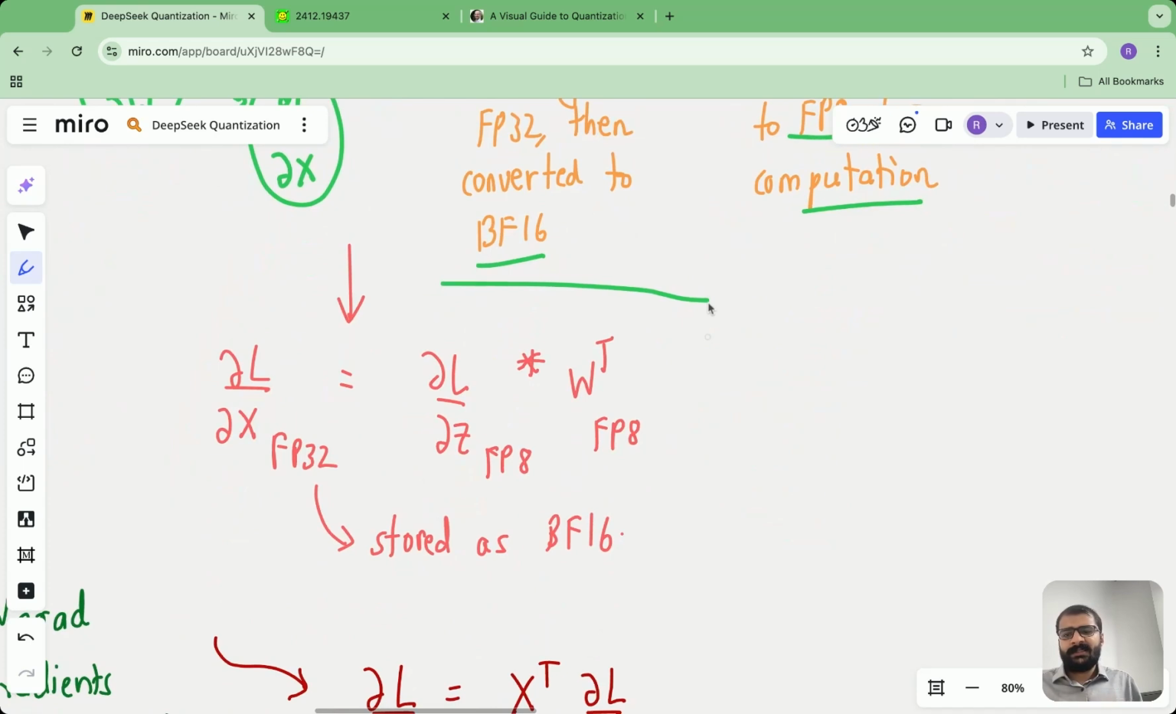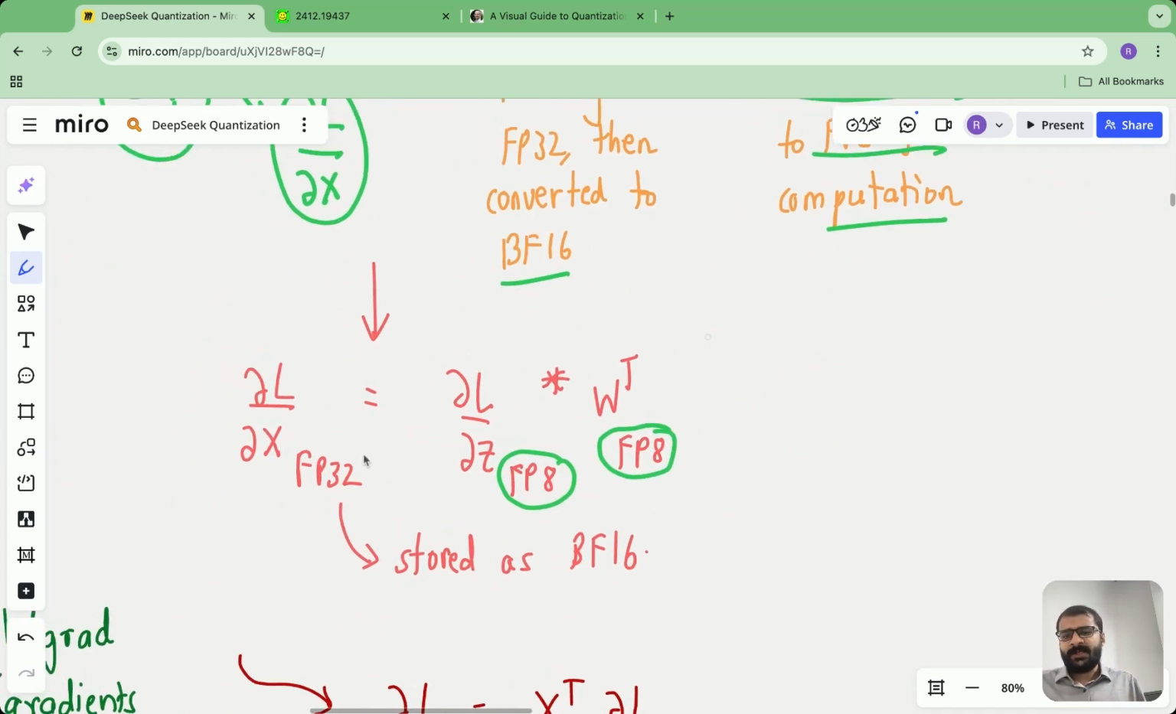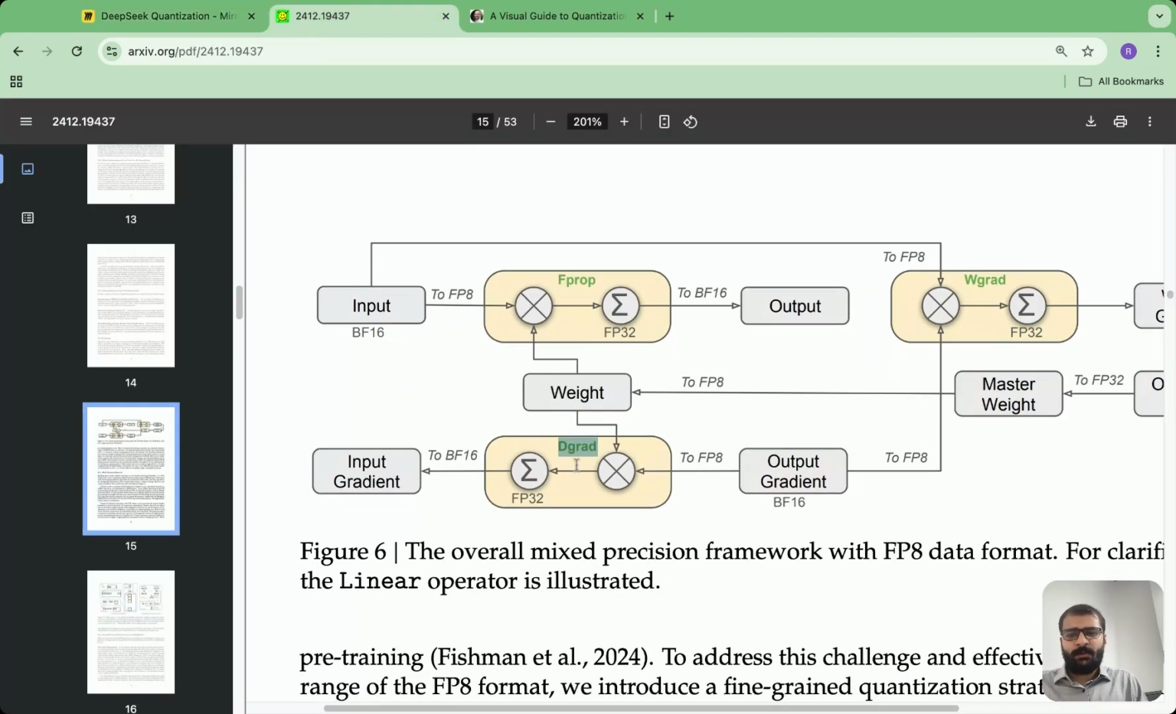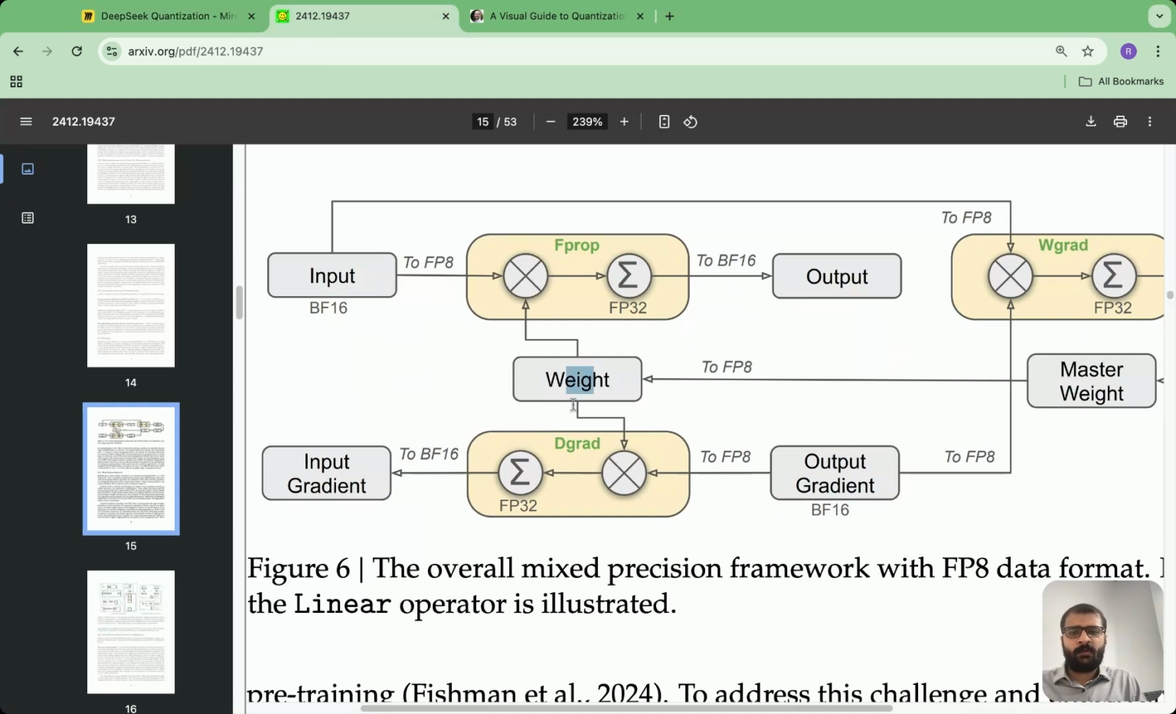So if you take a look at this entire computation, dL/dz is on the fly converted to floating point 8, weights are on the fly converted to floating point 8, and the multiplication is computed as floating point 32 and stored as BF16 or brain float 16. So this is exactly what you see over here, right? Weights are floating point 8. Weights are multiplied with the output gradient, which is floating point 8.